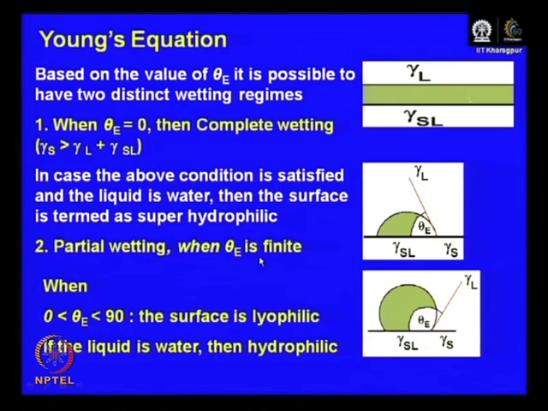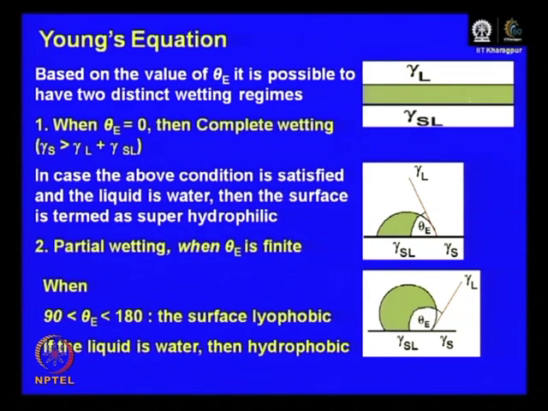So, when theta e is finite and lies between 0 and 90, the surface on which the liquid is making such a contact angle is termed a lyophilic surface, and if the liquid is water, then the surface is termed a hydrophilic surface. What does hydrophilic mean? It means that the surface likes the water to preferentially spread, though it is not fully spreading. It is partial wetting, but since the angle is acute, it still prefers preferential wetting.